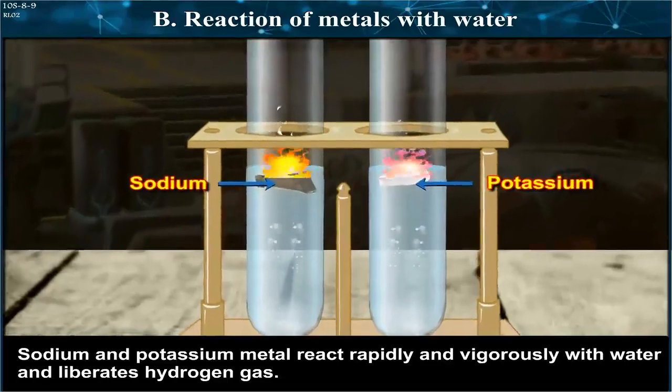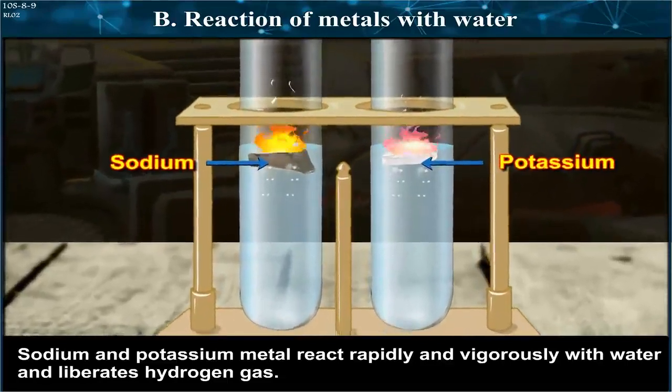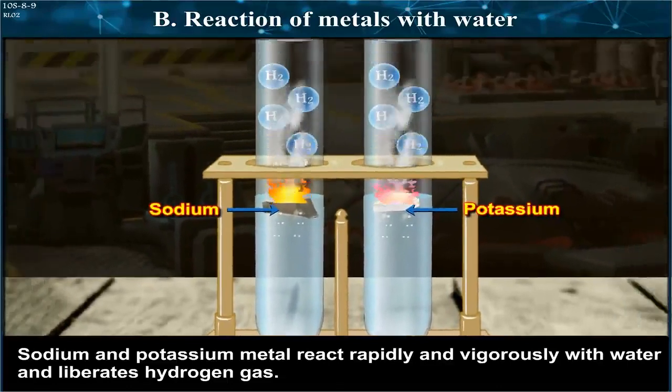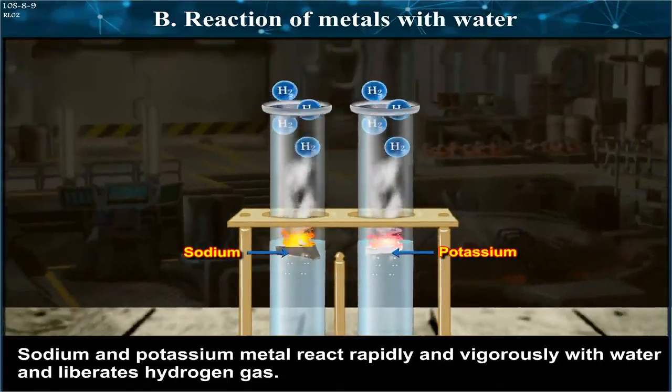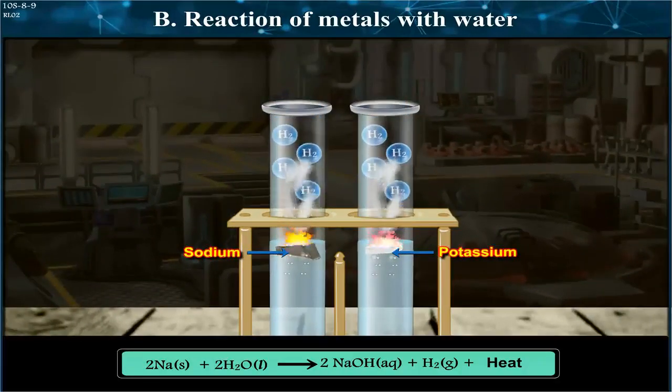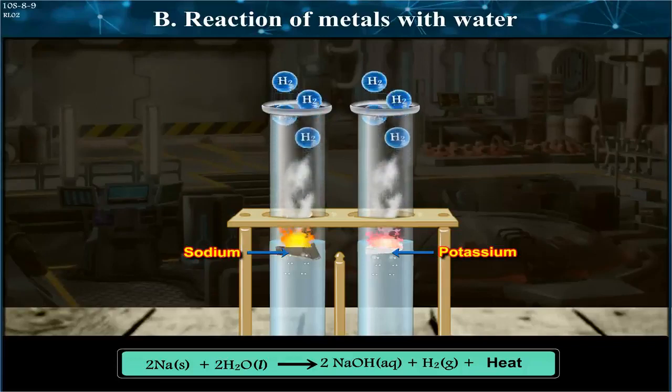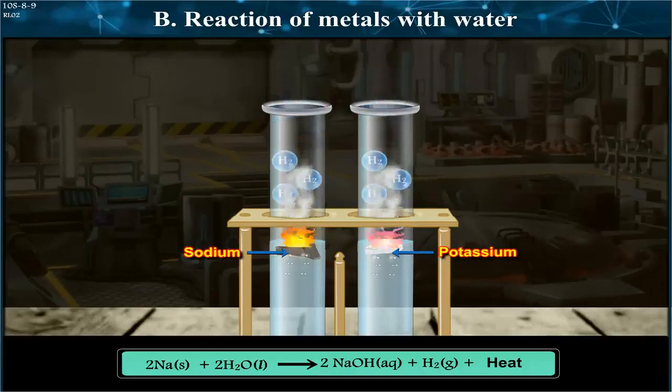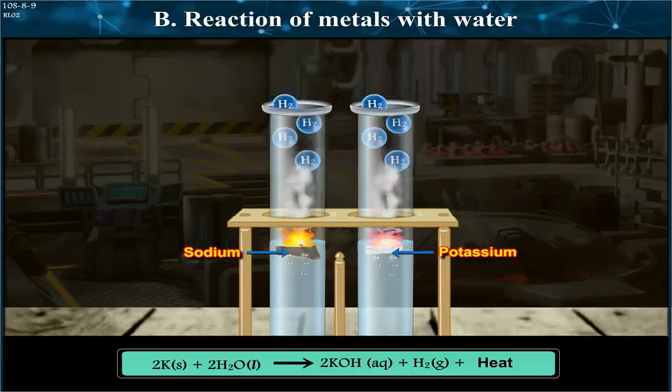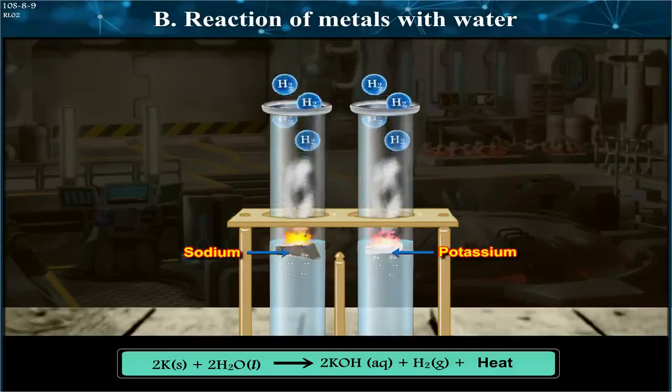Sodium and potassium metal react rapidly and vigorously with water and liberate hydrogen gas. 2Na(s) + 2H2O(l) gives 2NaOH(aq) + H2(g) + heat is liberated. 2K(s) + 2H2O(l) gives 2KOH(aq) + H2(g) + heat.